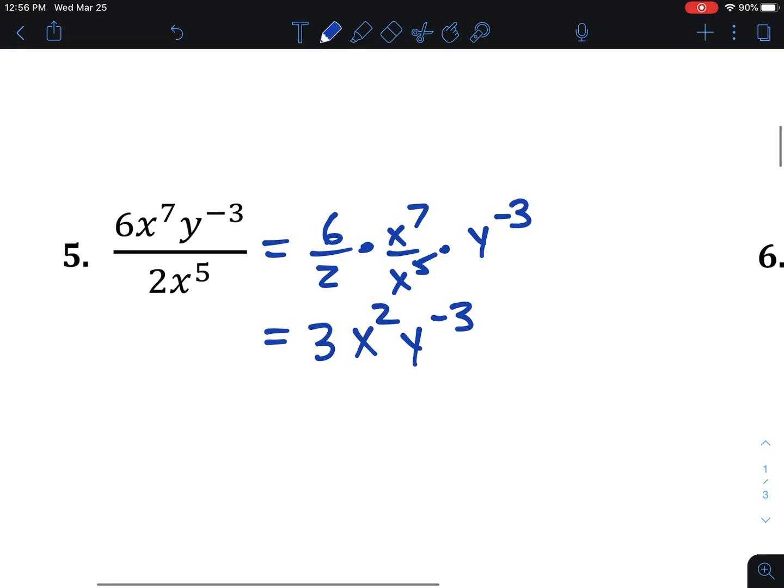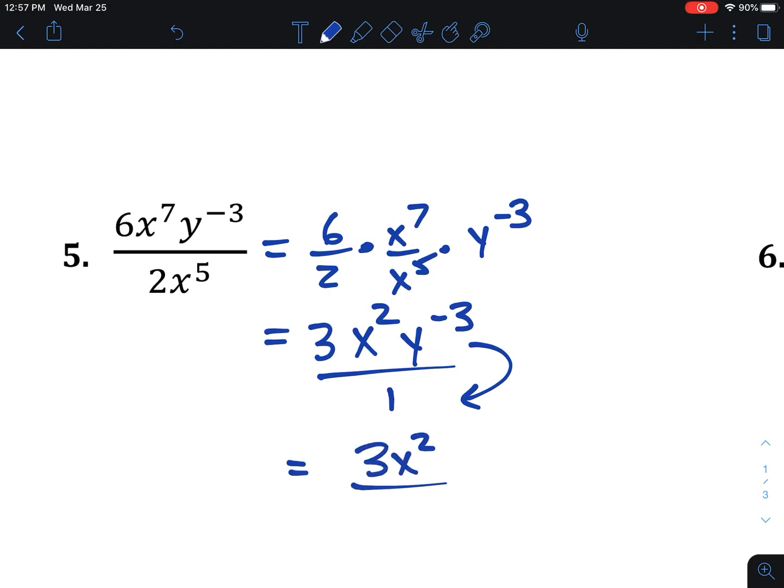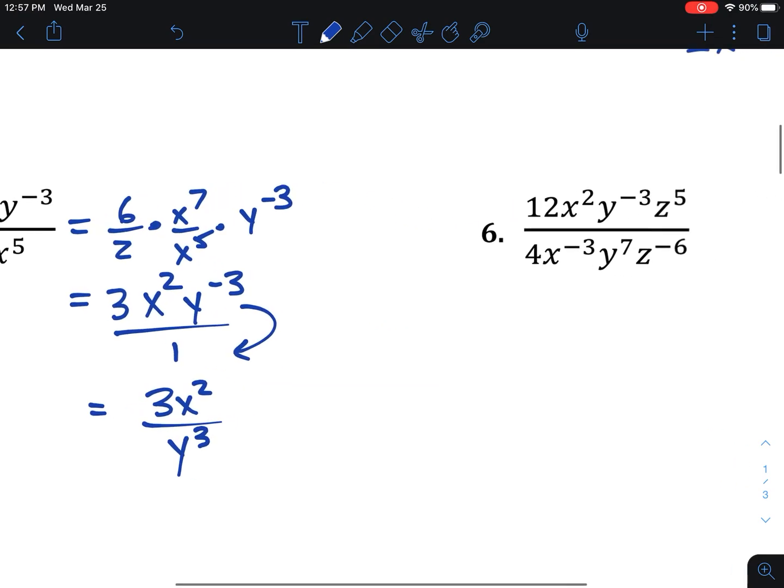Again, for negative exponents, they really shouldn't stay negative. You should put them in the other part of the fraction. So we're going to move that down here and make them positive. The 3x squared stays up top because those have positive exponents. But this one goes to the bottom and becomes a positive 3. Now, the 3 doesn't have an exponent shown, but really it's a positive 1, which is why it stays up top with the x squared. So that would be 3x squared over y cubed.